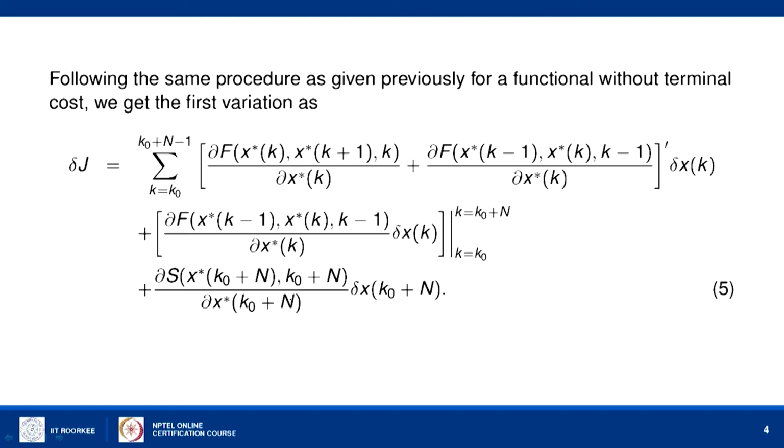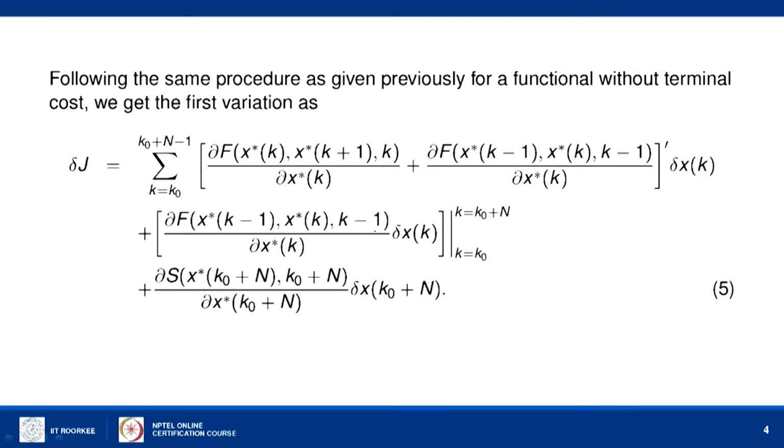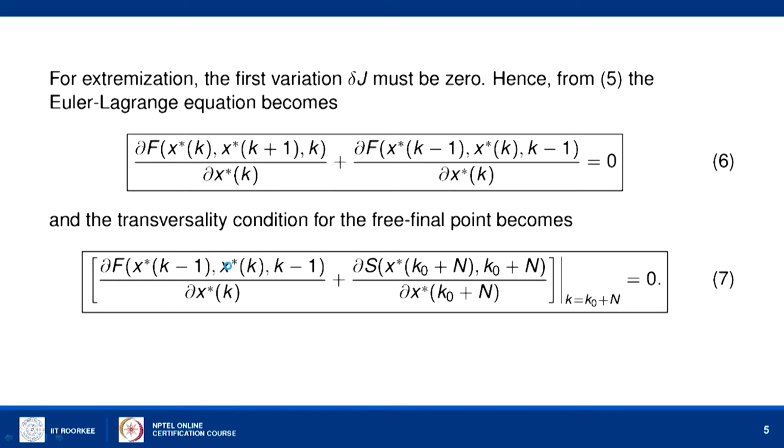Now, because at k equal to k0 the x of k0 is given, the variation at the initial position is 0 and x of k0 plus n is free. So, the variation at k0 plus n is arbitrary. Therefore, the expression will give del f of k minus 1 by del x of k at k0 plus n plus this expression should be equal to 0. So, we get the boundary condition to be like this, at the final instant k0 plus n, the condition is this.